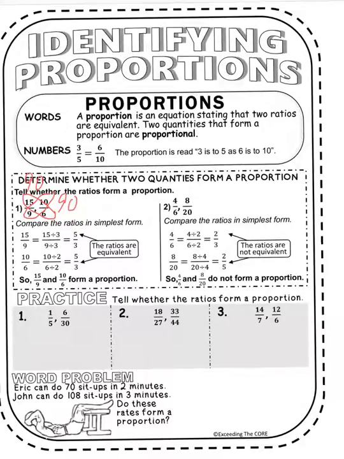We could also do this by cross multiplying again. If you notice, when you do 6 times 8, you get 48. And when you do 20 times 4, you get 80. 48 and 80 are not equivalent. Therefore, they do not form a proportion.